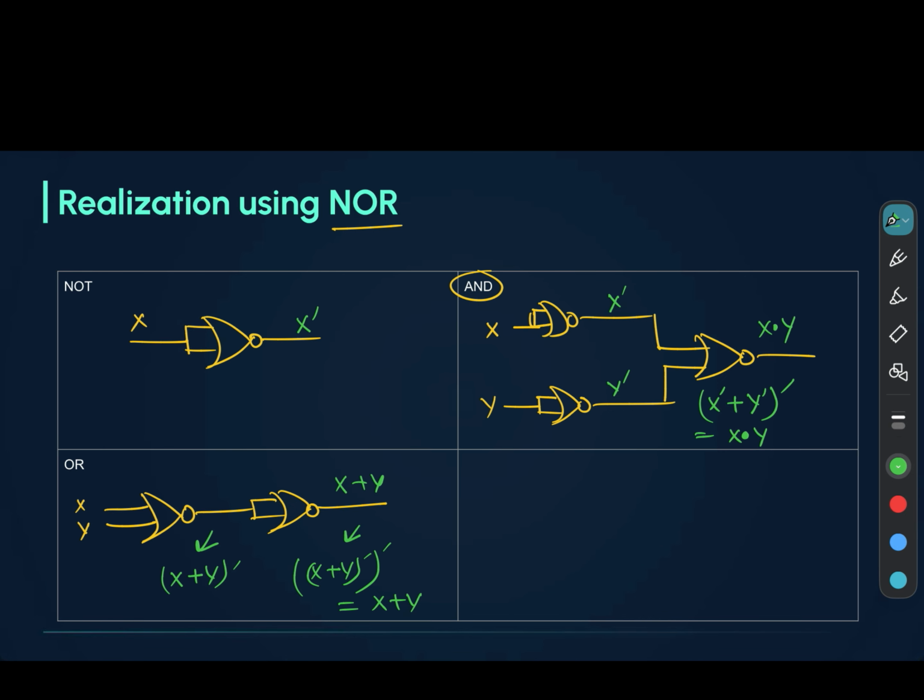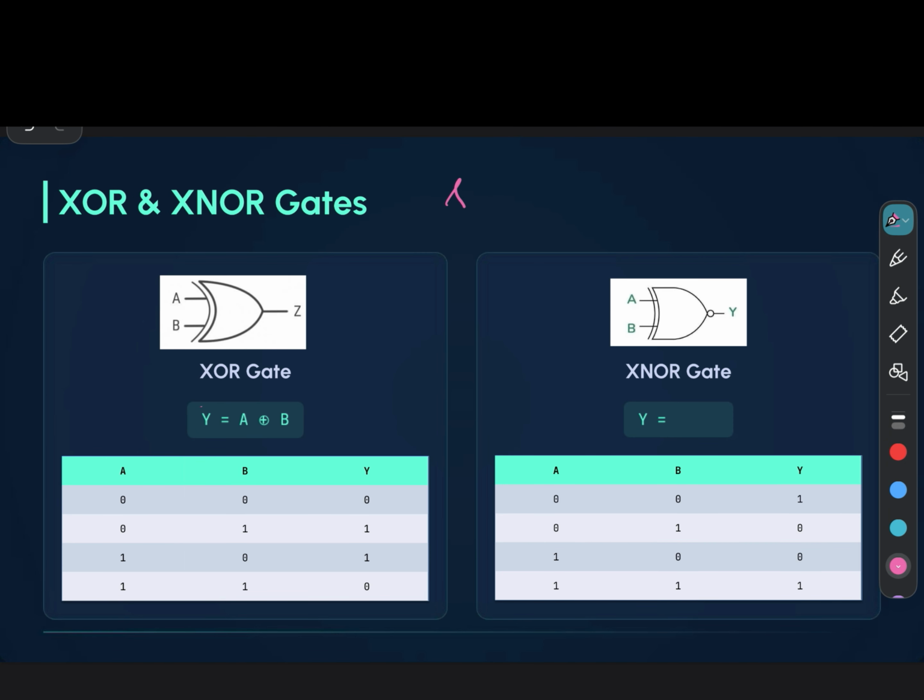Perfect. Finally, we have the specialty gates. The specialty gates are the XOR and XNOR gates, and the most common use is in half adder and full adder circuits that we will be discussing in the next video. In this video, we're just going to do a quick overlook on what these gates are.